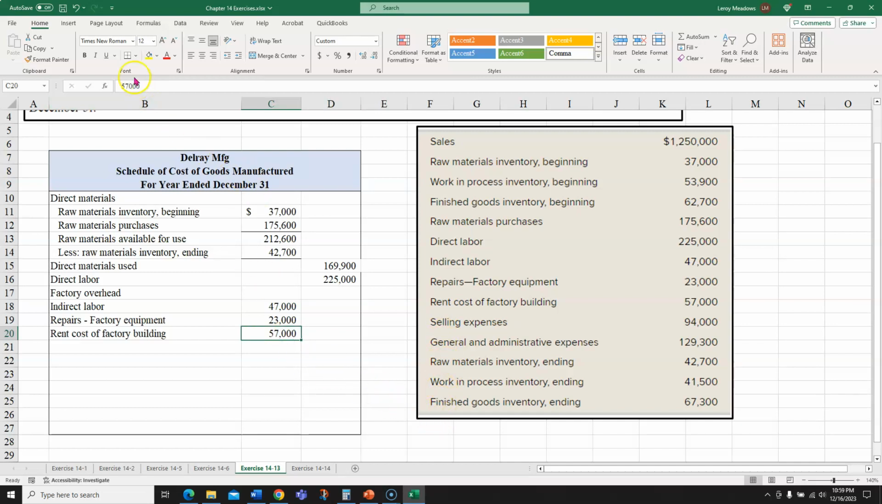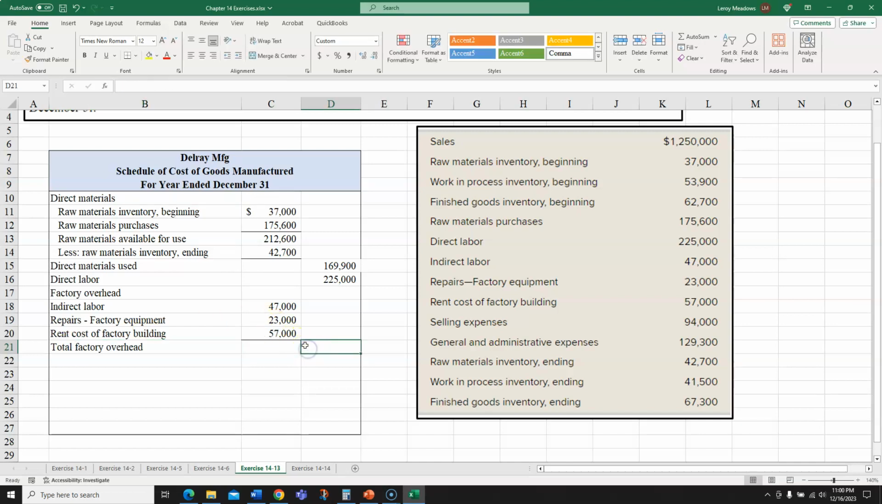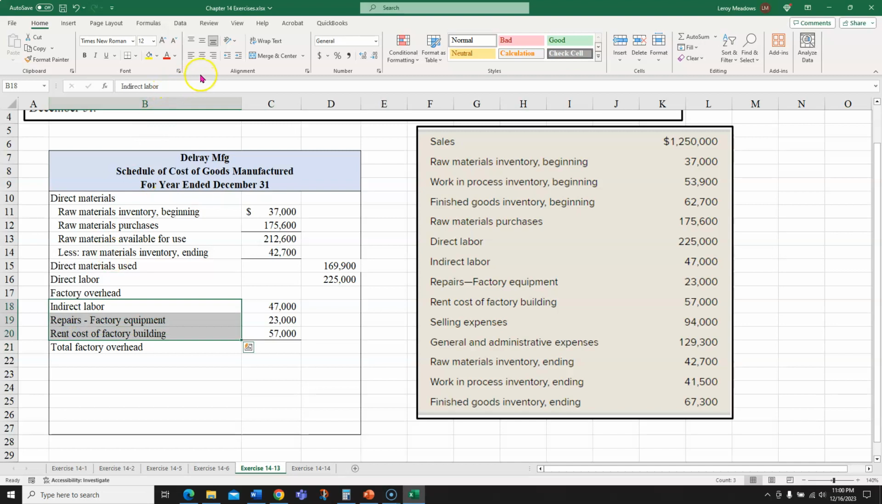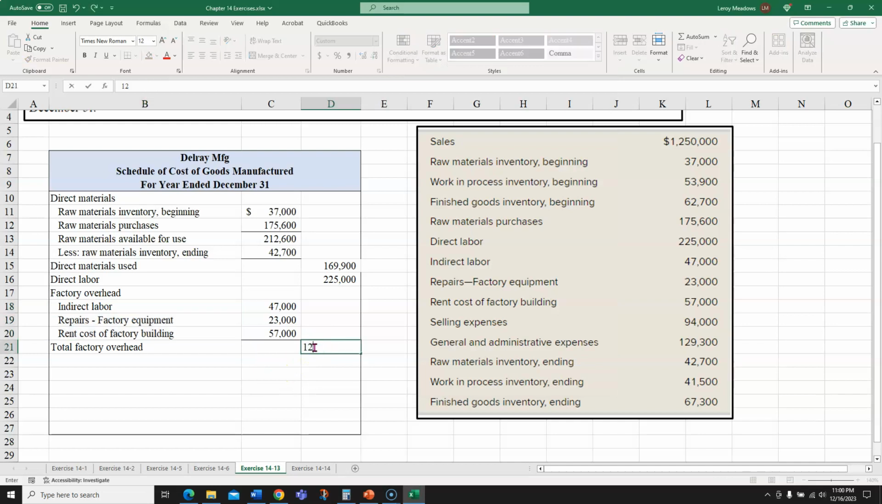Okay. So my total factory overhead is going to be the total of all my different costs associated with factory overhead. So let's go ahead and add that together. $47,000 plus $23,000 plus $57,000. And that should give me a total of $127,000. So I'm going to put that right here. So those were all my manufacturing costs incurred.